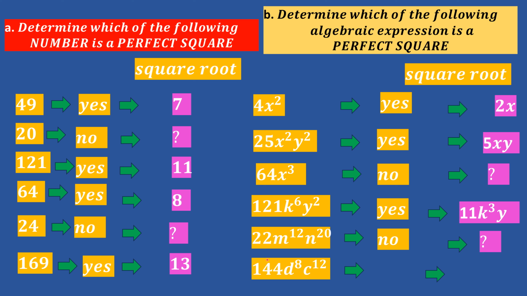So that's it. What about 144 d to the 8 and c to the 12? Of course, 144 is a perfect square, while d to the 8 is exactly divisible by 2. 8 divided by 2 will give us d to the 4, while c to the 12 is still divisible by 2 and will give us c to the 6. So as an overall expression, yes, it's a perfect square and its square root is 12d to the 4 c to the 6, because 8 divided by 2 gives us 4 and 12 divided by 2 gives us 6.